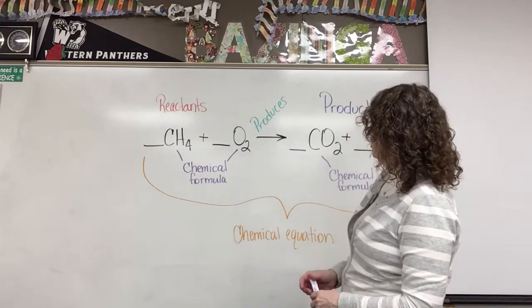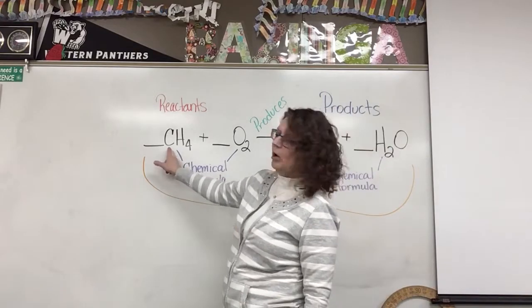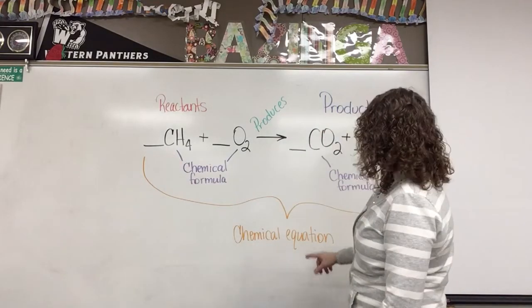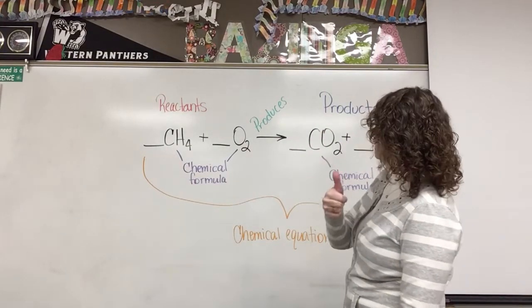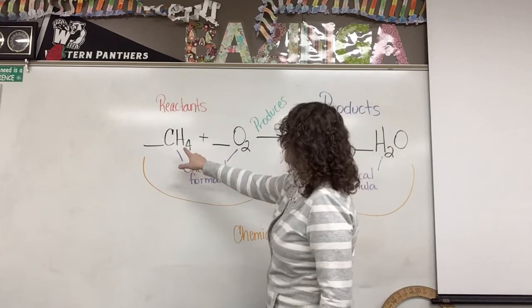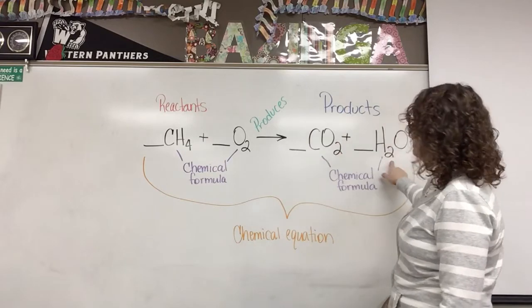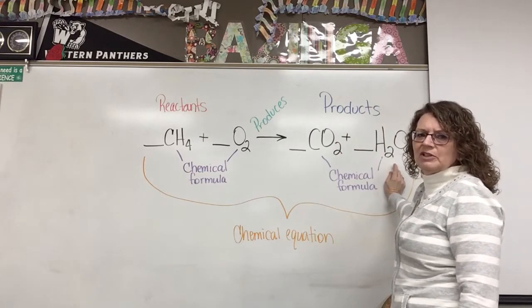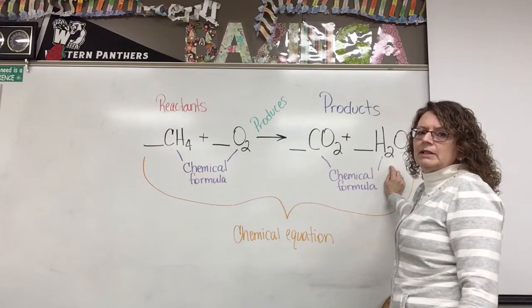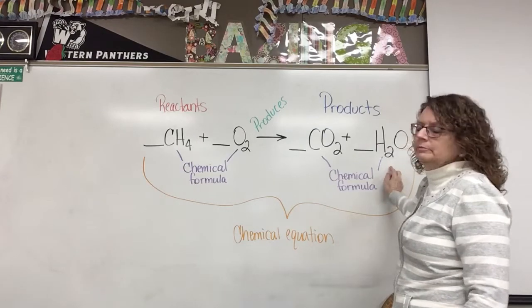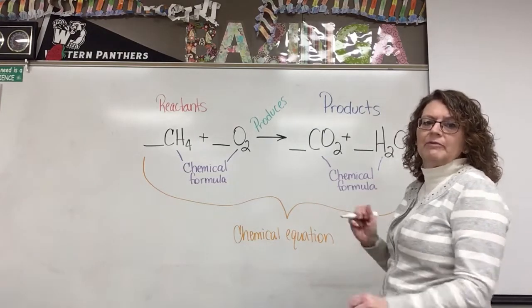On this side I have 1 carbon, and on this side I have 1 carbon, check. This side I have 4 hydrogen, but on this side I only have 2 accounted for. So I'm going to start there. What times 2 equals 4? And that's my first thinking.